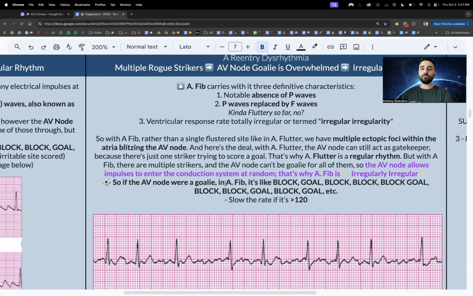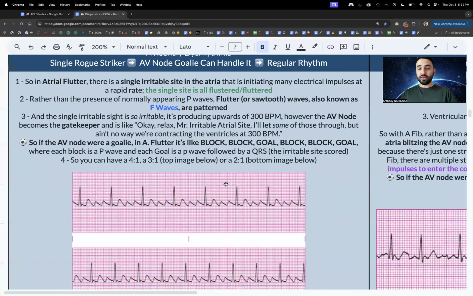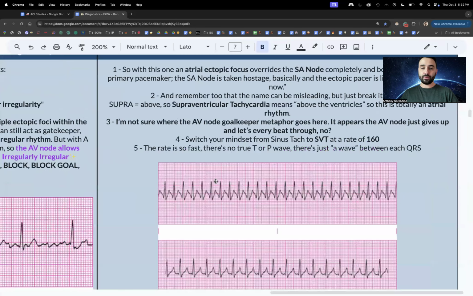With AFib, rather than a single flustered site like in A flutter, we have multiple ectopic foci within the atria blitzing the AV node. So multiple strikers on the poor AV node goalie. With A flutter, the AV node can still act as a gatekeeper because there's just one striker trying to score a goal. That's why A flutter is a regular rhythm. But with AFib, there are multiple strikers and the AV node can't be goalie for all of them. So the AV node allows impulses to enter the conduction system at random, which is why AFib is irregularly irregular. If the AV node were a goalie in AFib, it's like block, goal, block, block, block, goal, block, block, goal, block, goal. It's random. That soccer analogy helped me remember it. A flutter and AFib are very closely related, but one is irregular and one is regular.